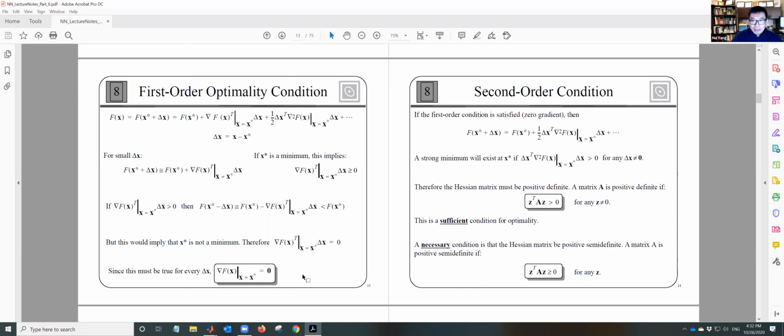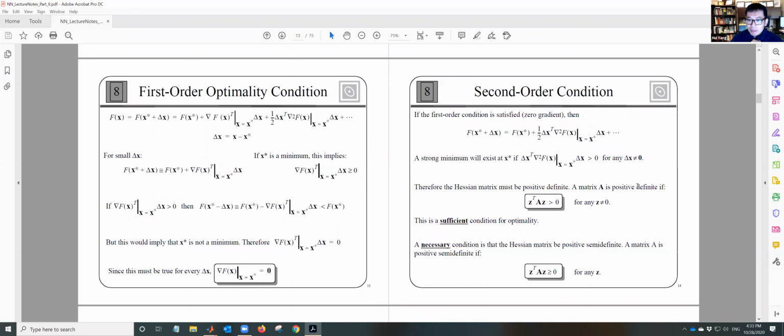And then the second order condition. If the first order is satisfied, that means you have zero gradient, so you can cancel this term and only keep the second order term right here. In the second order term, we still have delta x. A strong minimum would exist at x star if this term is greater than 0 for any delta x. Therefore, the Hessian matrix must be positive definite.